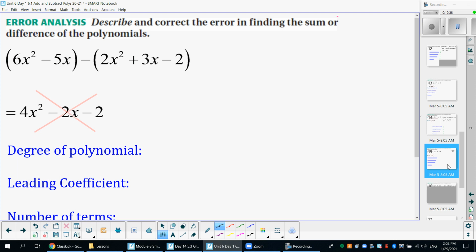Let's try another. Here we want to subtract the polynomials. So again, this person did it and got 4x squared minus 2x minus 2, which we know is not the correct result. Could you find the error and then show us what the correct result should be?